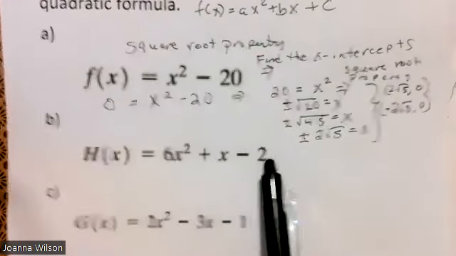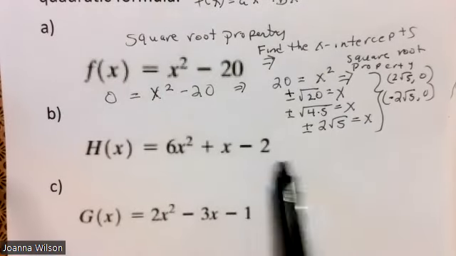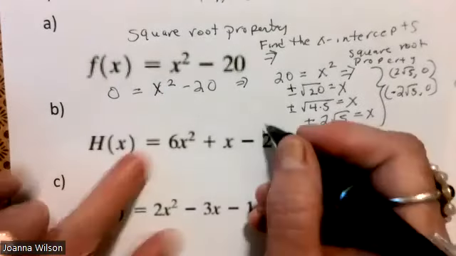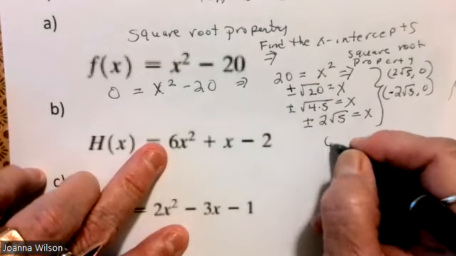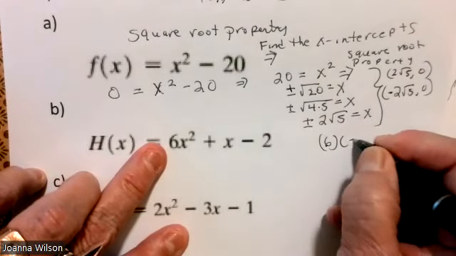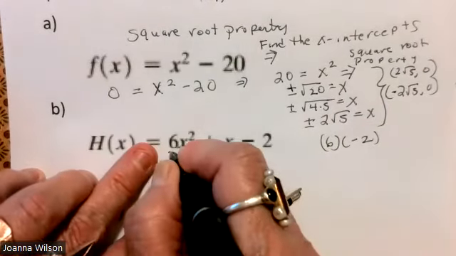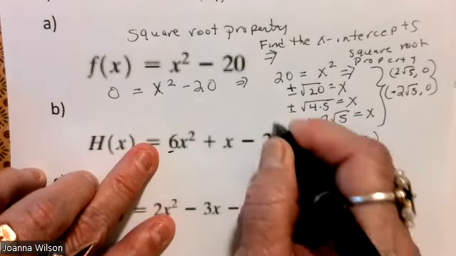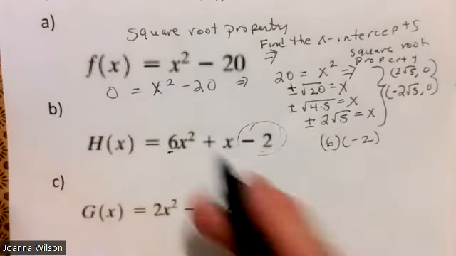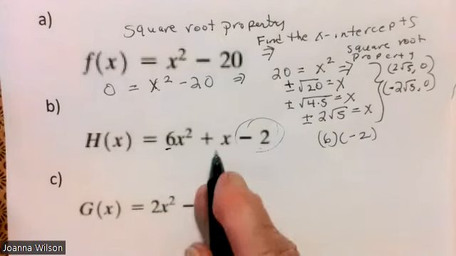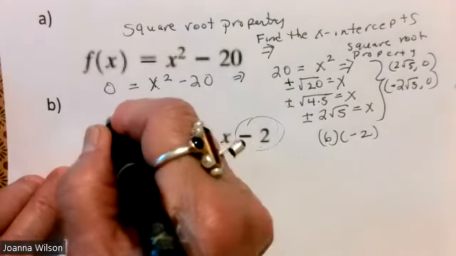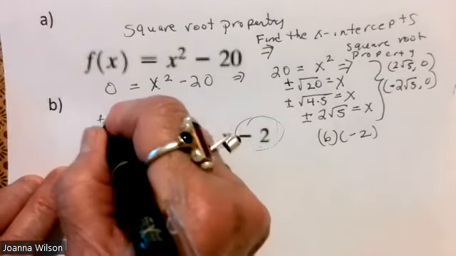Now, let's see if this one factors. If it factors, we'll use factoring. The way you can tell if it factors is to go 6 times negative 2. You're taking the leading coefficient times this number right here. Now, be sure you've got your quadratic in standard form, so it has to be in this order.